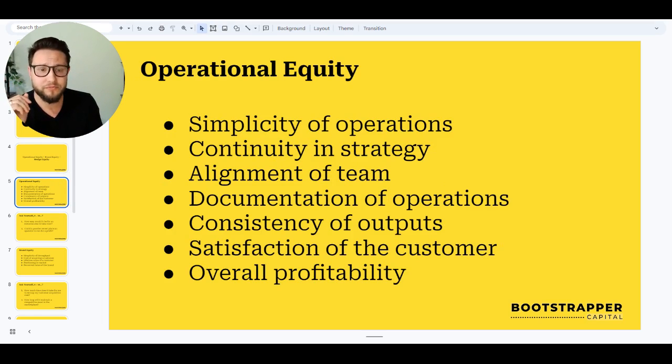But it works. So when we talk about operational equity, what do we mean? Operational equity can be broken down into a number of components. It's a much bigger conversation than this.